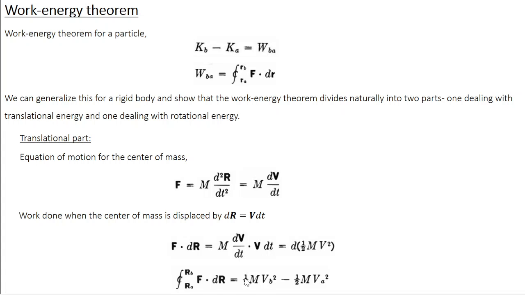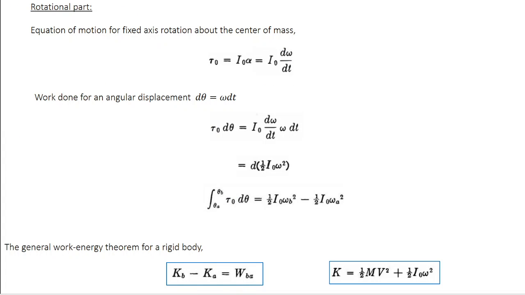Okay. Moving on to the rotational part. So the equation of motion for fixed axis rotation about the center of mass. We know in the case of translational motion, it is F equal to ma. Since we are talking about pure rotation, just replace the linear parameters with the corresponding angular parameters. So instead of force, you have torque tau. Instead of mass, you have moment of inertia I. Instead of linear acceleration, you have angular acceleration alpha. Since we are talking with respect to the center of mass, you add a subscript 0 here. So tau_0 equal to I_0 alpha.